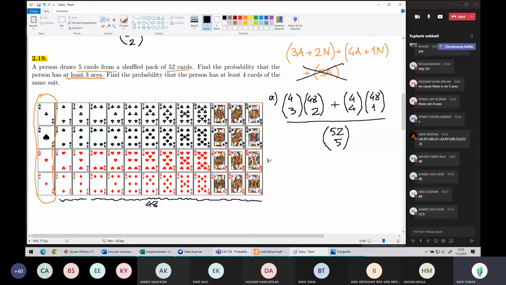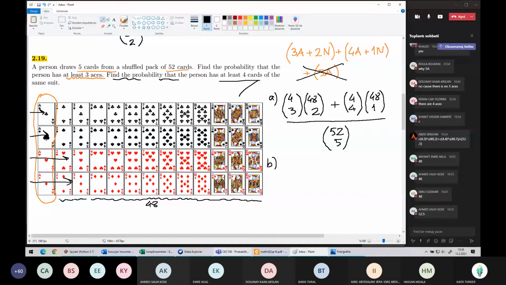We also have part B. Find the probability that the person has at least 4 cards of the same suit. At least 4 cards of the same suit. What is a suit? I think you know what a suit is. Each row is a suit. This is a suit. This is a suit. This is a suit. This is a suit. We have 4 suits.